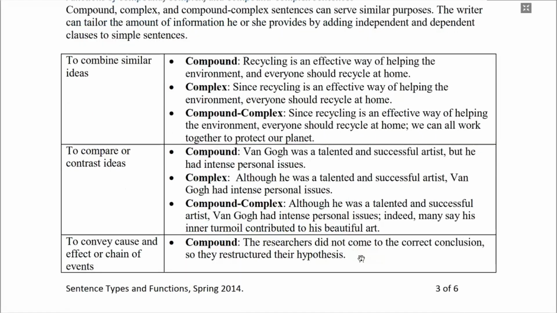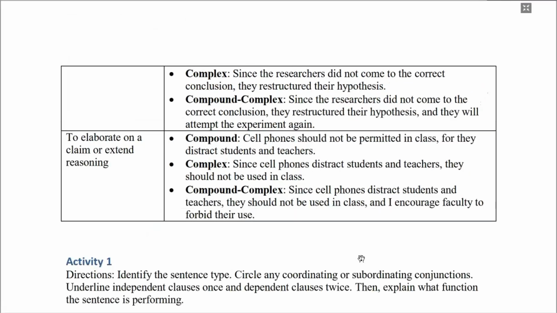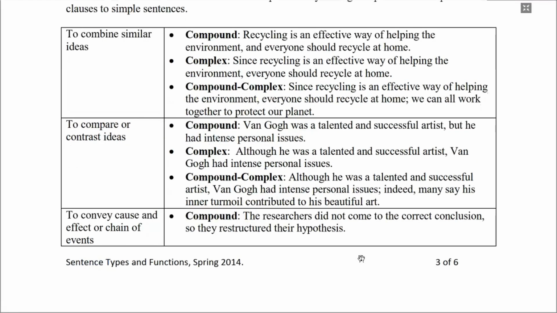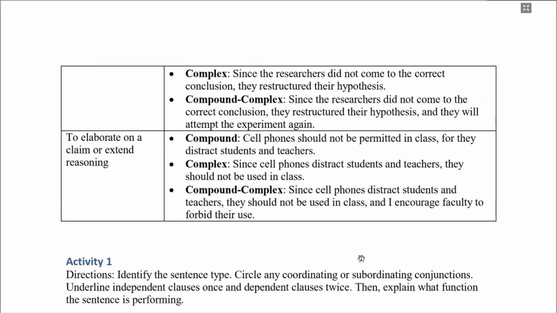So you can see that you can use them to do cause and effect as well. The researchers did not come to the correct conclusion, so they restructured their hypothesis. Since the researchers did not come to the correct conclusion, they restructured their hypothesis. Since the researchers did not come to the correct conclusion, they restructured their hypothesis and they will attempt the experiment. You can use it to elaborate on a claim or extend reasoning.